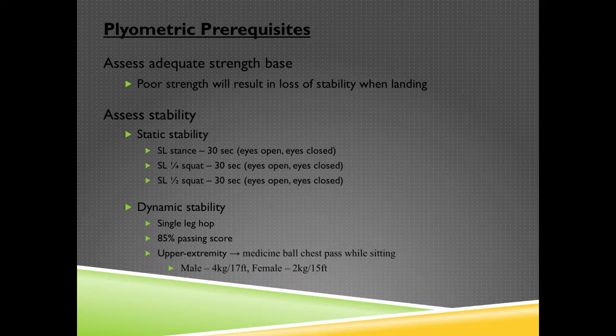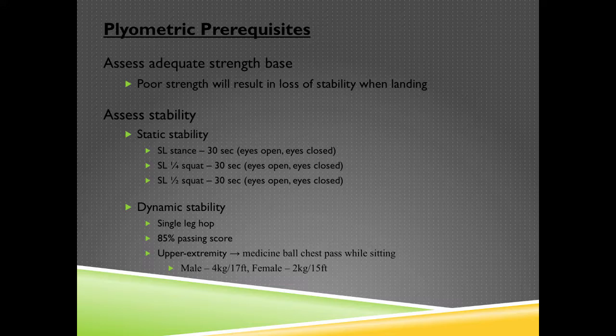So some prerequisites for plyometric activity: we want to have a strength base, a baseline of strength to be able to perform these, because we will lose stability when we land if we have poor strength, or we'll have poor trunk control if we're trying to do upper extremity with the plyo balls and that type of thing. So you need to at least know that the person, if they're in the rehabilitation process, has enough strength and stability to be able to perform these plyometric activities.